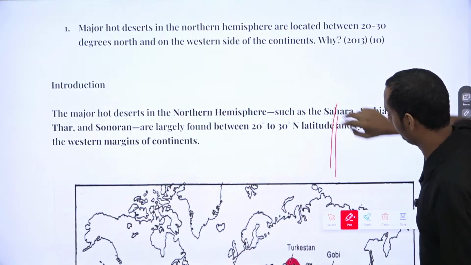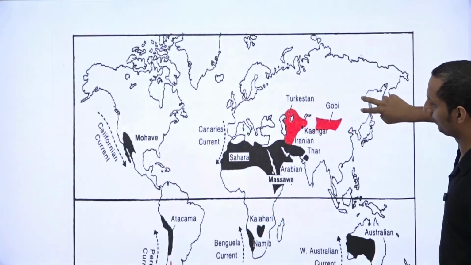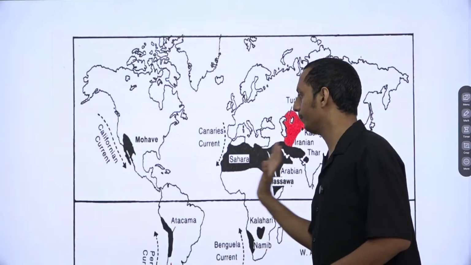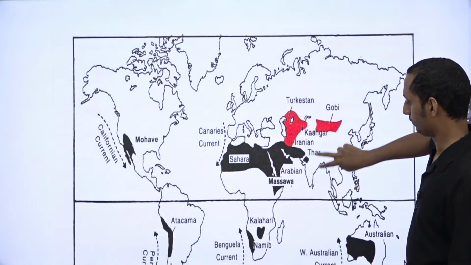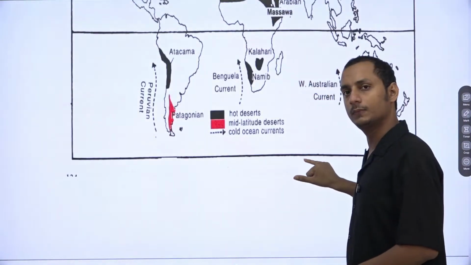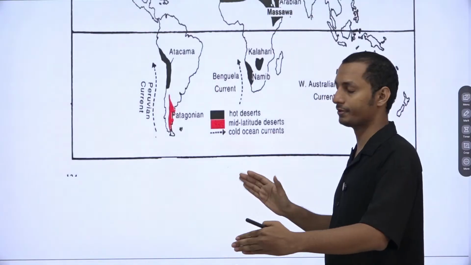Now what do you do? You draw a diagram regarding the same. You draw a world map, and you mention all these deserts which are situated on the western region. You mention a figure here: deserts situated in the northern hemisphere on the western side.